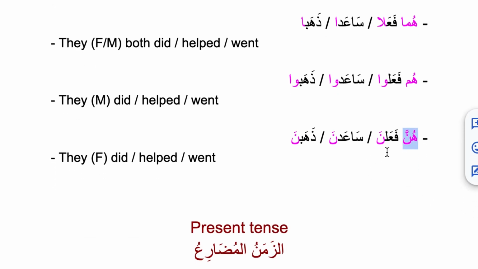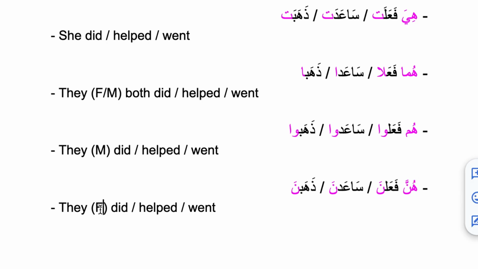The next example is hunna. Hunna also means they, but for female. Fa'alna, and it means they did for female. And the suffix of hunna is noon and a fatha on it, as you can see here. So the verb in the past is fa'al, but if you want to say that they did for female, then you would say fa'alna. The second example, sa'adna, and it means they helped. The third example, dhahabna, and it means they went for female.